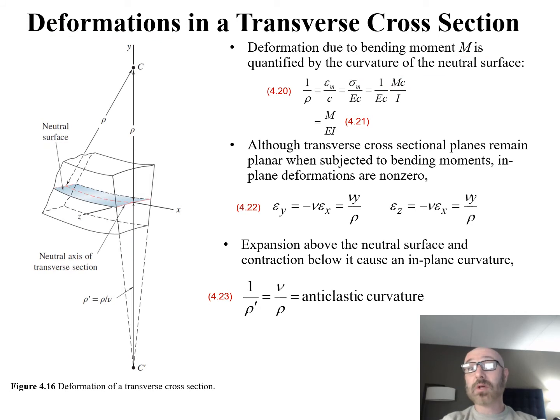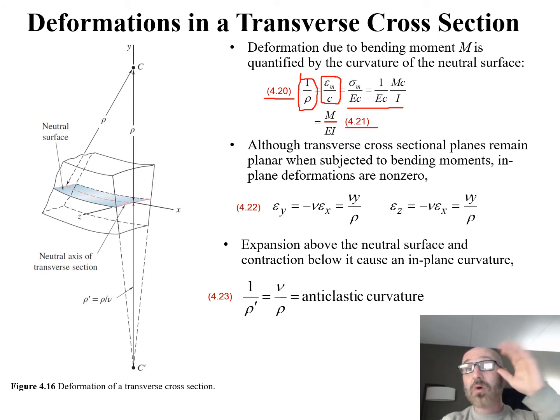So now relating back to our textbook, this is equation 4.20 in our text. We have our 1 over rho is equal to our epsilon sub m over c right there. We do these conversions from other relationships, and we end up with this M over EI, which relates back to our textbook here, equation 4.21.